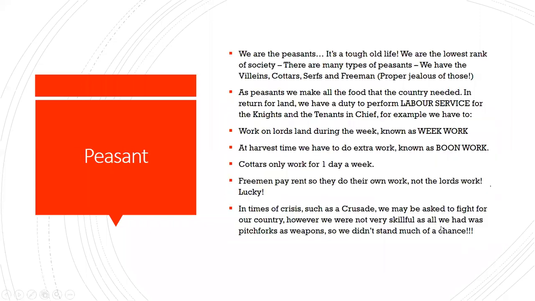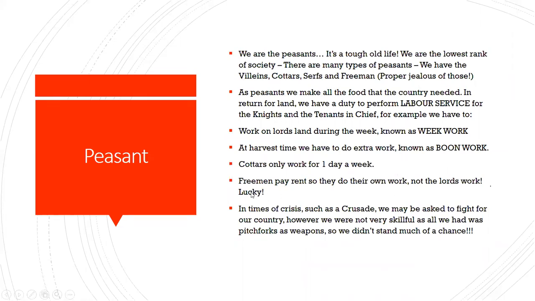So the peasants. The lowest in the area of society. There's villeins who work quite regularly, cottars, serfs, and freemen. Peasants make all the food. Now, they have to perform labour service for the knights and the tenants-in-chief, so they have to work on the land during the week. Harvest time, they had to do boon work, which is extra work. Cottars work 1 day a week, and the freemen pay rent, so they do their own work, not the Lord's work.